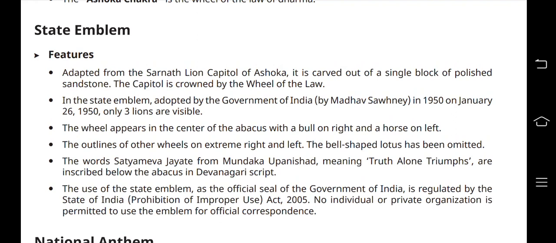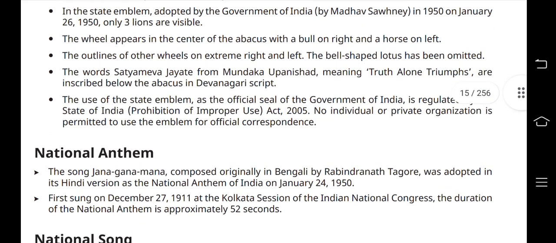The outlines of the other wheels on the extreme right and left, and the bell-shaped lotus, have been omitted. The words Satyameva Jayate from the Mundaka Upanishad, meaning truth alone triumphs, are inscribed below the abacus in Devanagari script. The use of the state emblem as the official seal of the Government of India is regulated by the State Emblem of India (Prohibition of Improper Use) Act 2005. No individual or private organization is permitted to use the emblem for official correspondence.